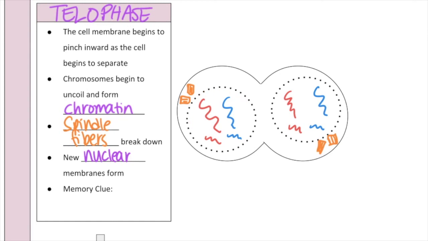And the memory clue I use for telophase: telo equals 2, cells begin to form during telophase. If you were to compare what we see here to what we saw at the beginning, remember at the beginning of this process we had one cell that had 1, 2, 3, 4 chromosomes. We now have 2 cells, 1, 2, 3, 4 chromosomes in each. So you can see those 2 distinct cells already during telophase.